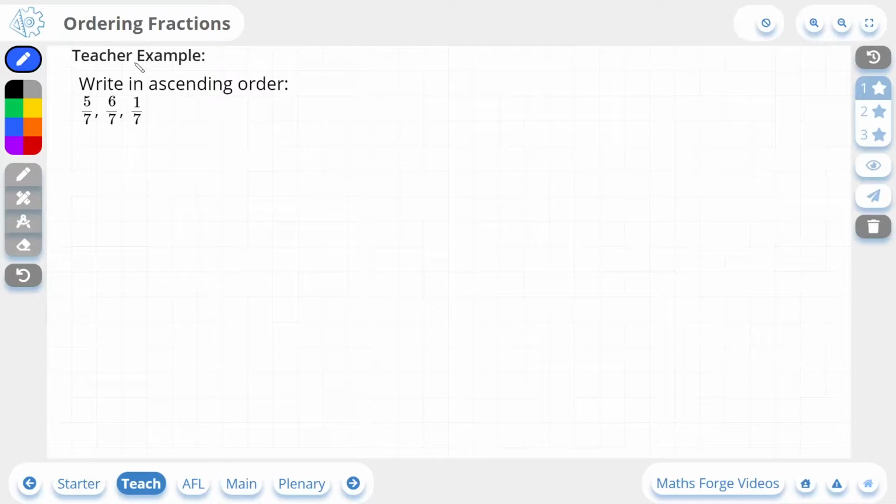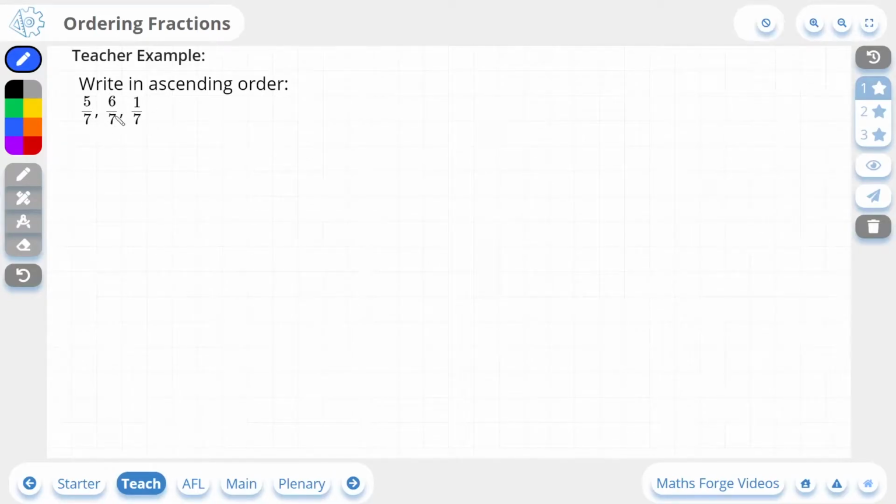So in today's lesson, we're going to be ordering fractions. Let's get started with the one-star example. Here we're being asked to write in ascending order. So ascending means smallest first, largest last. The following fractions: 5 over 7, 6 over 7, 1 over 7.